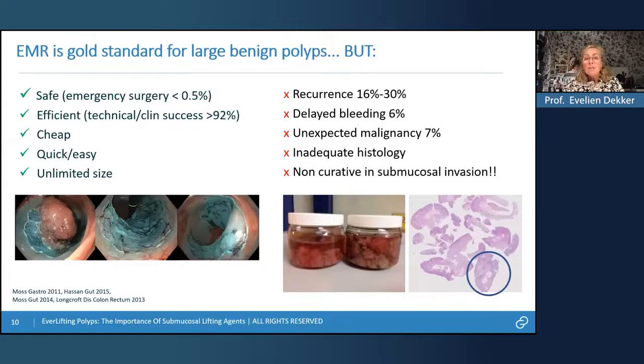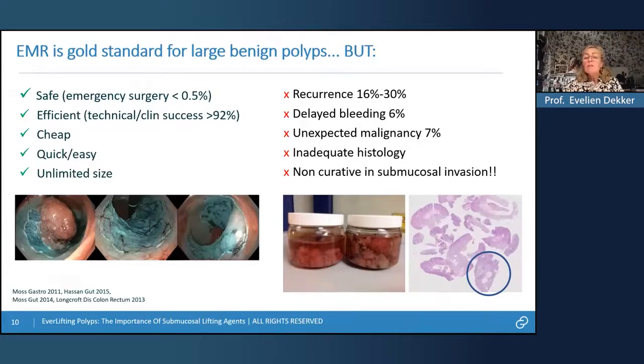On the other hand, the disadvantages are the recurrence risk, 16 up to 30%, meaning that at least you should do surveillance once or twice after your piecemeal EMR. There's a risk of delayed bleeding, 6% at most. But importantly, there's also a risk that in such a lesion, you run into an unexpected malignancy. And then the problem is you have inadequate histology.